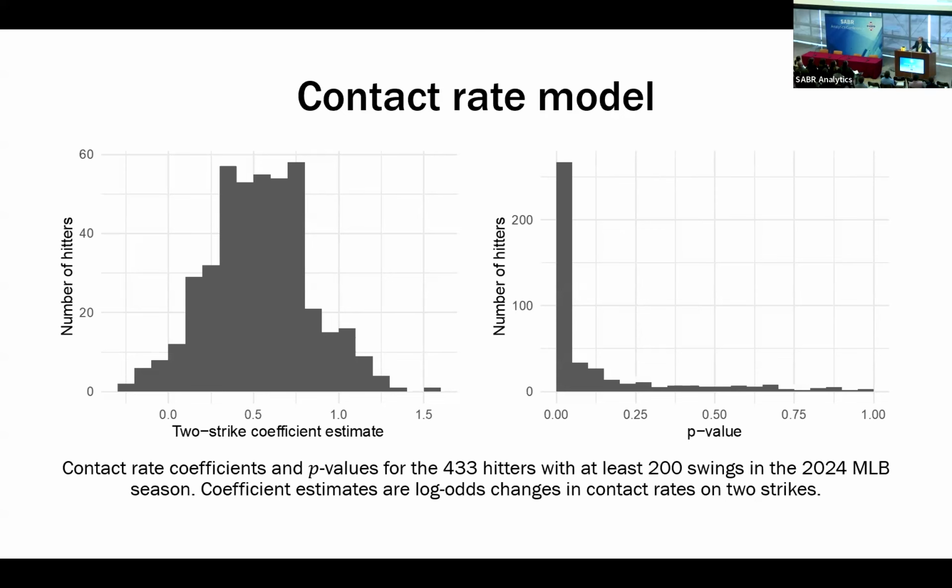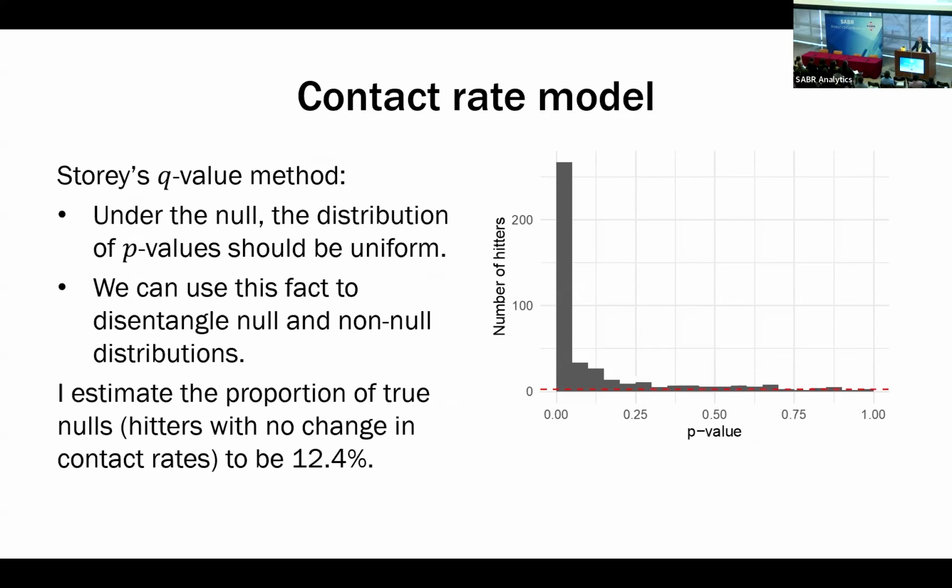But to quantify what's happening overall, I use John Storey's q-value method. I'll briefly explain the idea here. This method starts with the observation that under the null assumption, the distribution of p-values should be uniform by definition, essentially. And then he observes that we can use this fact to disentangle null and non-null distributions. Basically the assumption is that everything on the right-hand side of this plot, large p-values, should be coming from the null distribution rather than the non-null distribution. So I've drawn a dashed red line there to indicate the estimated null distribution.